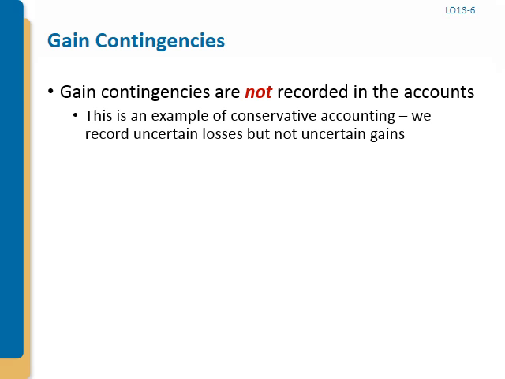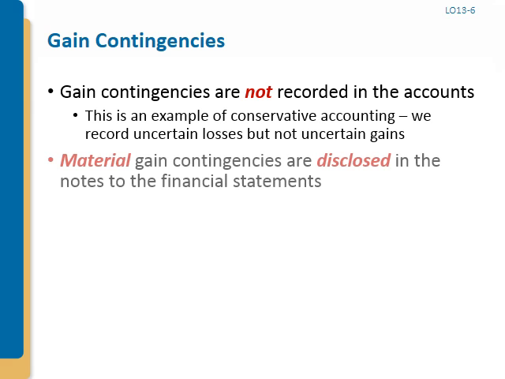However, the treatment of gain contingencies is an example of conservatism, following the reasoning that it's desirable to anticipate losses, but recognizing that gains should wait until their realization. Though gain contingencies are not recorded in the accounts, material ones are disclosed in the notes to the financial statements. Companies should take care that the disclosure note not give a misleading implication as to the likelihood of realization.